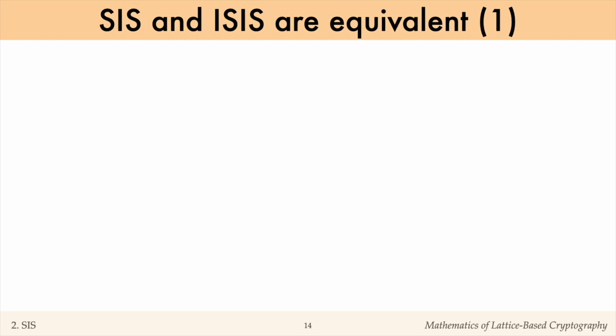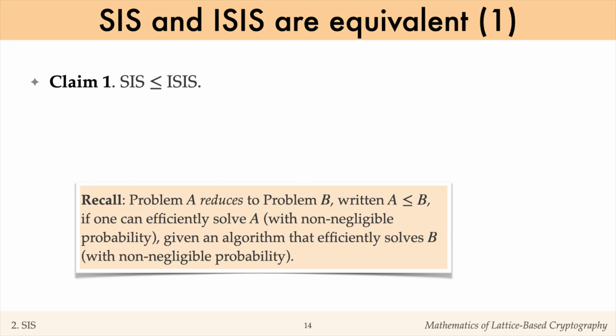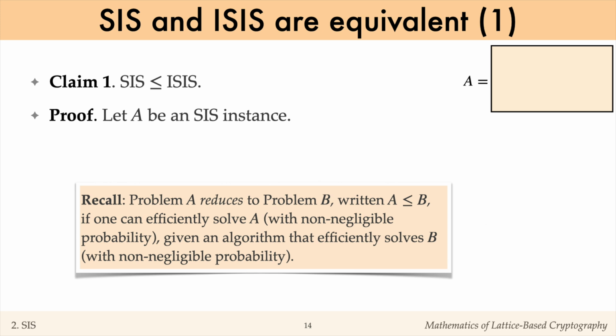I'll now show that SIS and ISIS are equivalent. First, I'll prove that SIS reduces to ISIS. So suppose that we are given an SIS instance A. We'll show that an SIS solution can be efficiently found, assuming that we have an efficient ISIS solver.